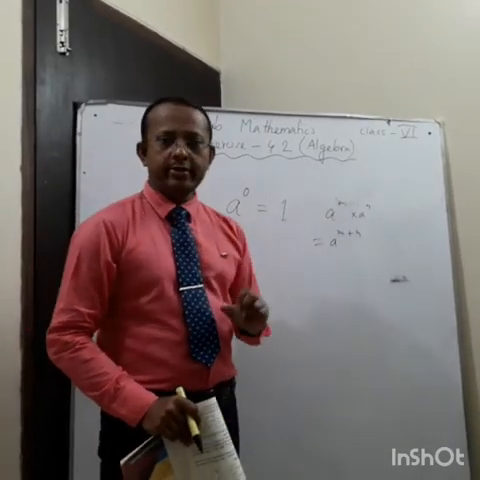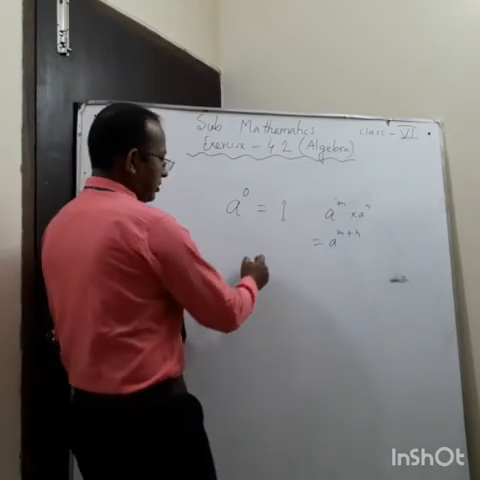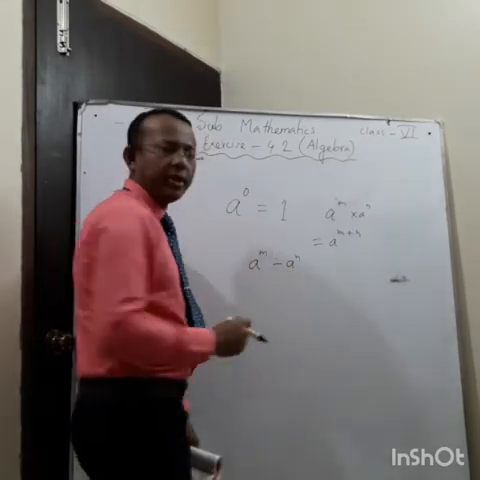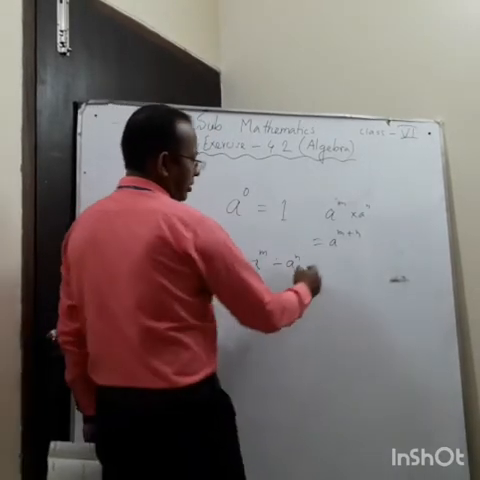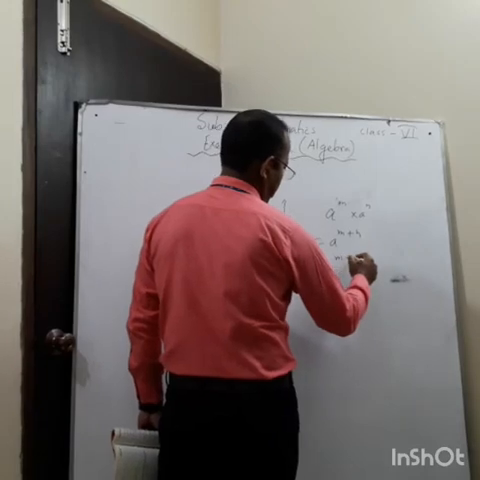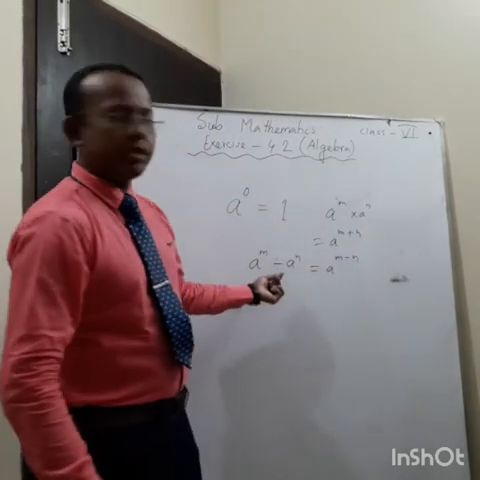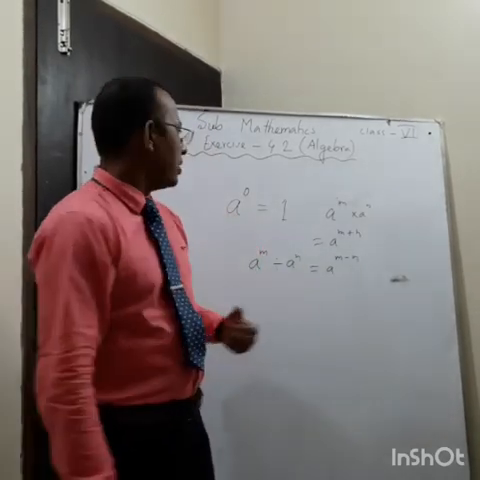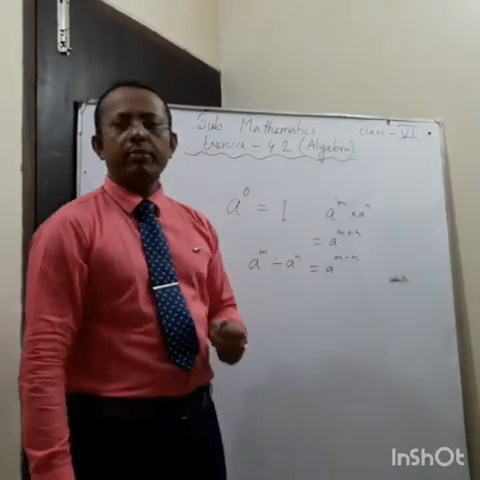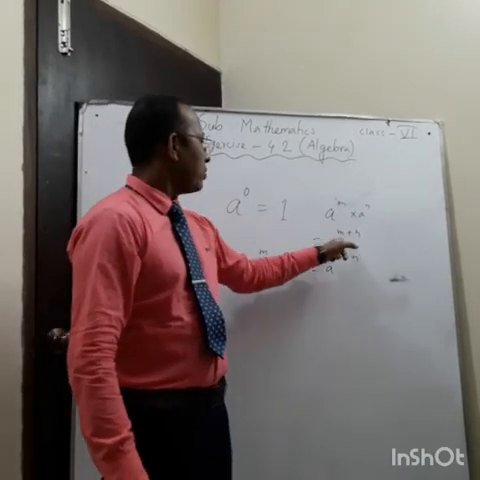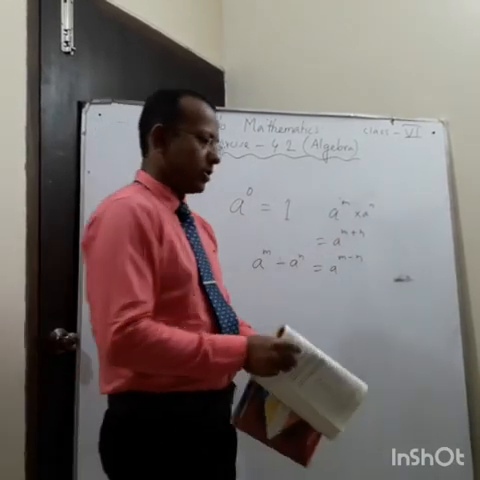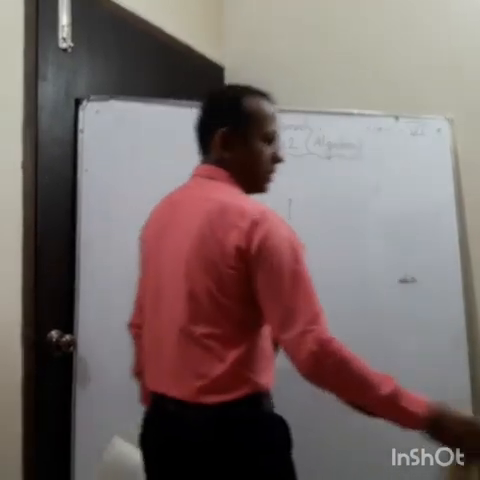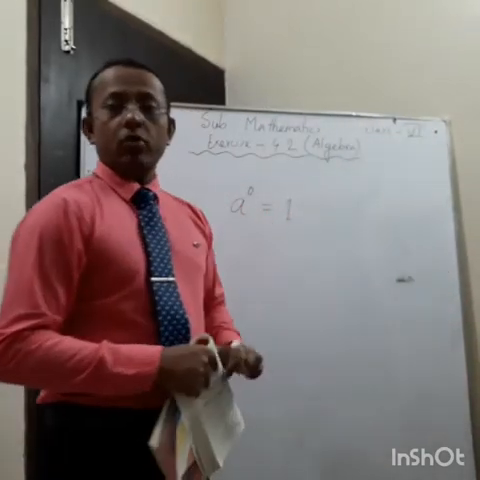But in case of division, if the base is same, the power will be subtracted. And in case of multiplication, if the base is same, the power will be added. So a to the power 0 equal to 1.